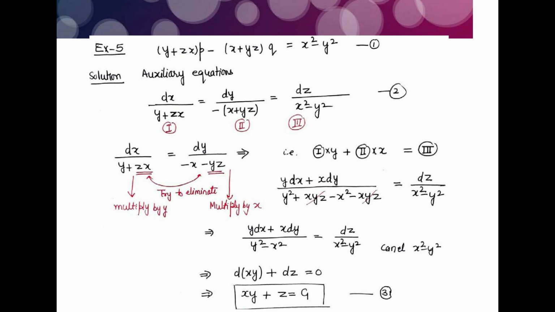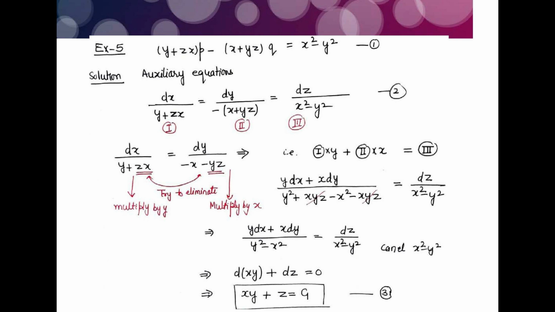Consider example number 5 now. Partial differential equation 1. We can write down the auxiliary equation for this one, that is equation number 2. dx upon y plus zx, this is equal to dy upon minus of x plus yz, equal to dz upon x square minus y square. So in equation number 2, I am writing them as 1, 2 and 3. Now we have to look for the combination. First we try to look for a combination where we have just two variables.